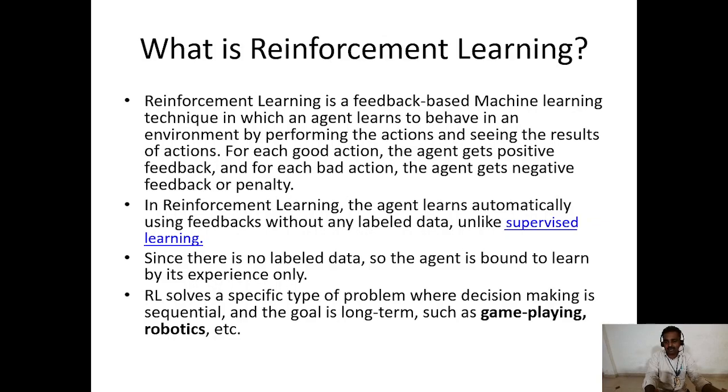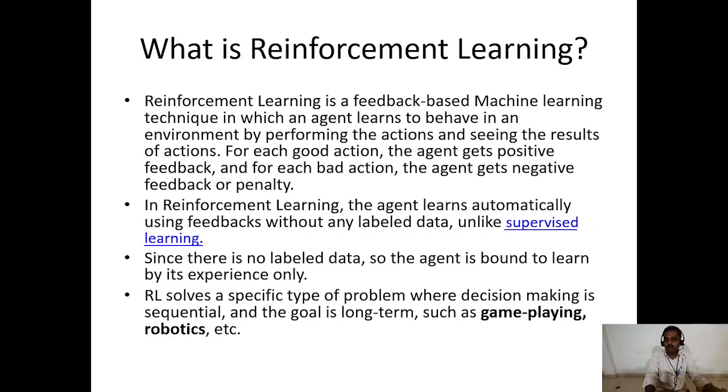In reinforcement learning, the agent automatically uses feedback without any labeled data, unlike supervised learning. Since there is no labeled data, the agent is bound to learn by its experience only. Reinforcement learning solves a specific type of problem where decision making is sequential and the goal is long term, such as game playing, robotics, etc. So this is called reinforcement learning.